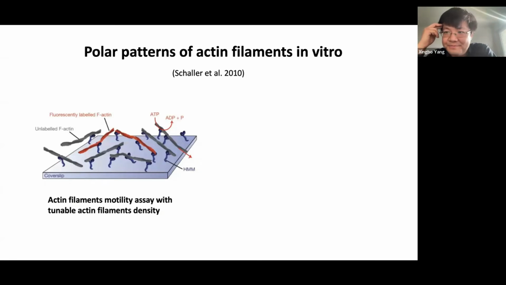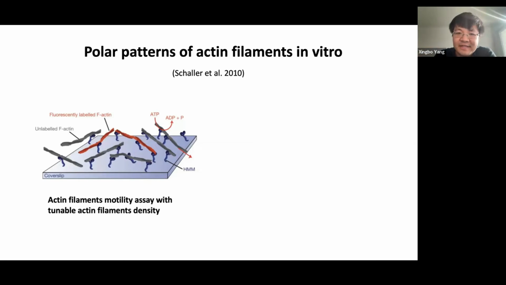How does it relate to experiments? In this case, let's go back to our cytoskeletons. People have done very interesting experiments. Here I'm citing a work from 2010 from Schaller et al. They took stabilized, polymerized actin filaments and put a lot of myosin motors grafted on a coverslip. So there are motors living on the coverslip. They throw the actin filaments on top of it and just add ATP. The motors then bind to the actin filaments and start moving them around.